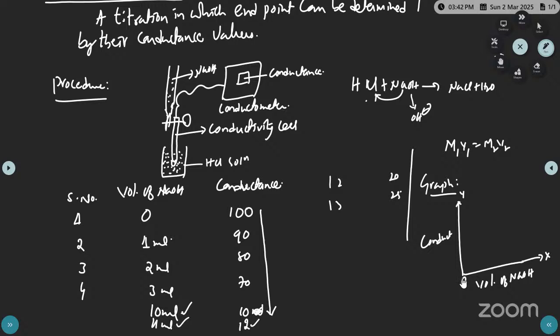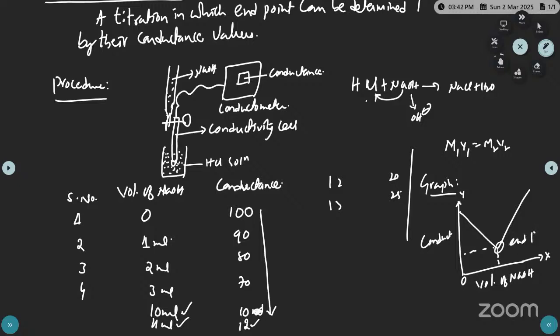So at the 0 volume, what is the conductance value? High. The conductance value suppose ఇక్కడ ఉంది అనుకుందాం, high. And then by adding 1 ml of sodium hydroxide, every time, the conductance values ఏమవుతున్నాయి? Decreases and reaches the end point. And then after reaching the end point, again the conductance values increase. Okay. So the curve is like this. ఎలా వస్తుంది curve? V shape. So this is the end point.